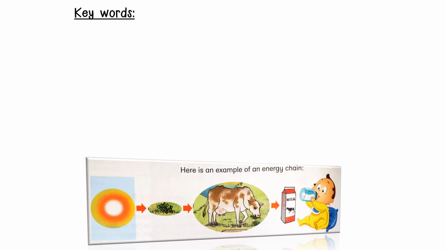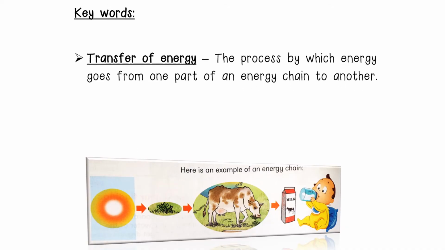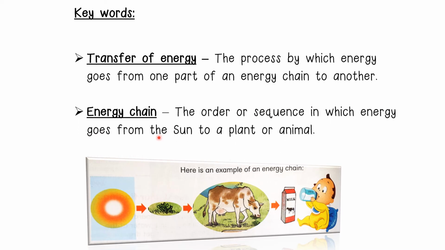Now let's look at some keywords. Transfer of energy. This is the process by which energy goes from one part of an energy chain to another. Energy chain. An energy chain is the order or sequence in which energy goes from the sun to a plant or animal, as we discussed.